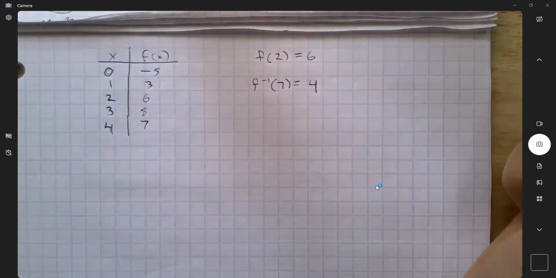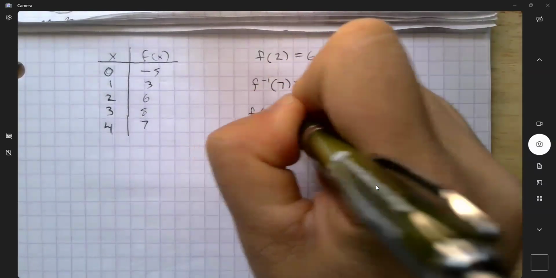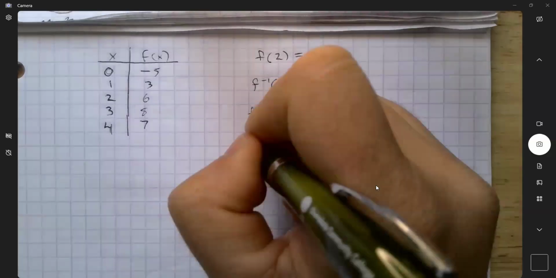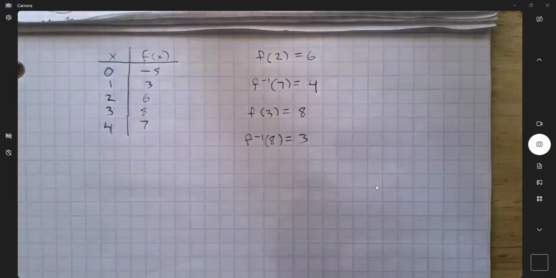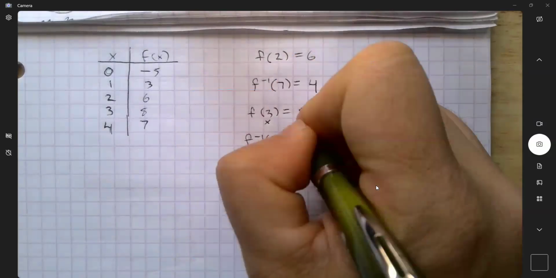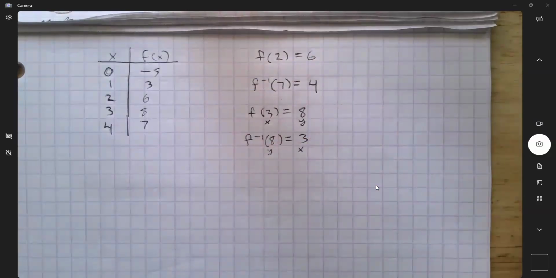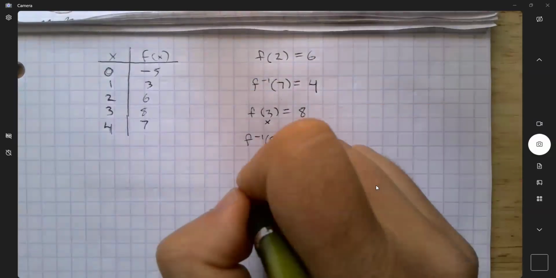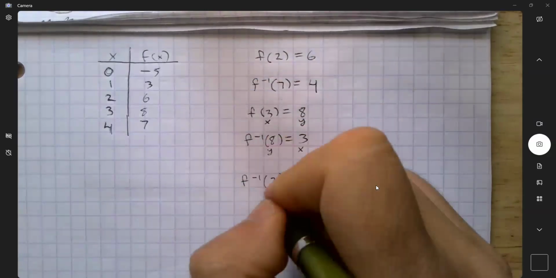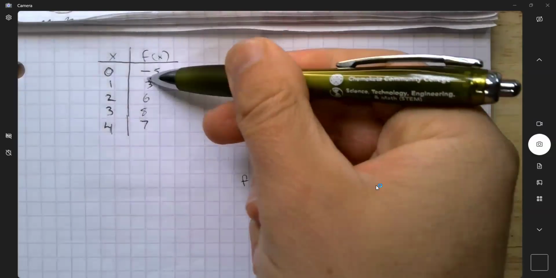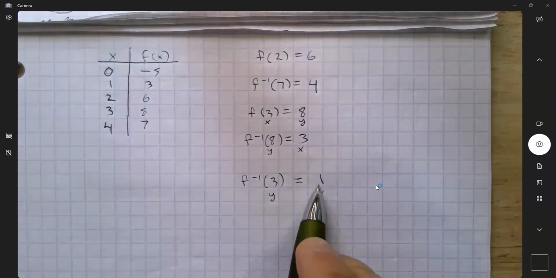The table contains all the information I need. Let's look at f of 3. That's 8. And that means f inverse of 8 equals 3, because this 3 is the x value associated with the y value. And so f inverse takes the y value and sends it to the x value. But what about f inverse of 3? Well, this means I need to find 3 over there in the y values, and there it is. 3 is right there, and the associated x value is 1.